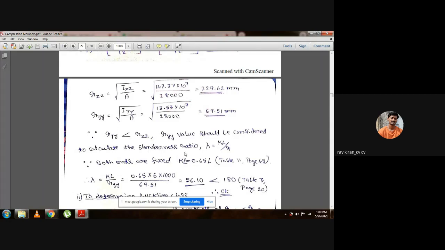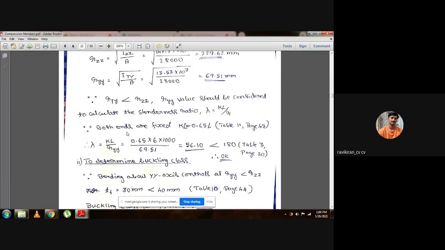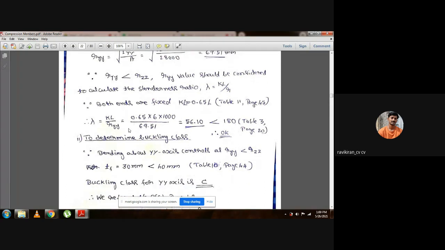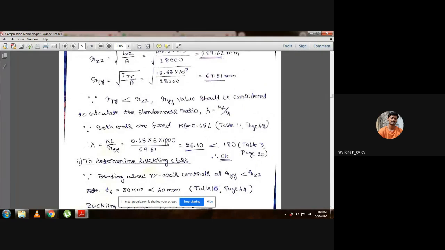So RYY value should be considered to calculate the slenderness ratio. So how to calculate slenderness ratio? Slenderness ratio lambda is equal to KL by R. What is KL? Effective length of the column. K depends on support conditions and length L is the actual length. So because both ends are fixed condition in this problem, we should consider 0.65 L, which is given in table 11 of page 45 IS 800. So RYY value we just got 69.51. If we do so, lambda value will be 56.10.